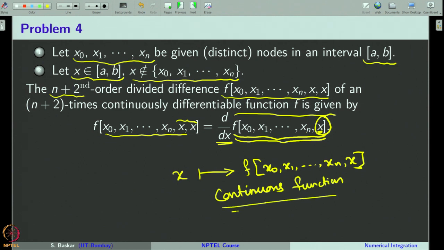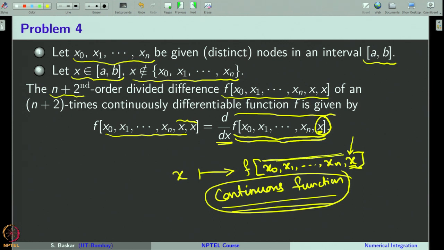You can prove this result using the Hermite-Genocchi formula, but the proof of this is outside the scope of this course. Therefore, we will not prove this result, but it is a very important result. Note that the position of the node x need not be at the last position. It can stay anywhere in these nodes, okay? Because the divided difference is symmetric, it does not matter where you place these nodes.